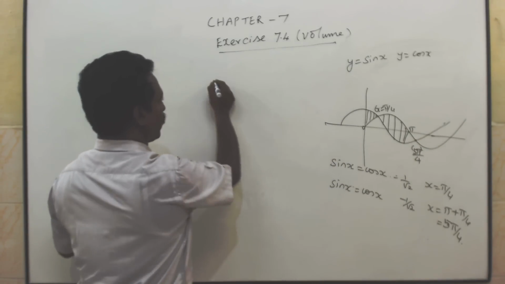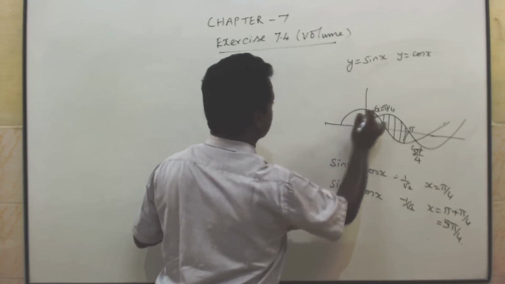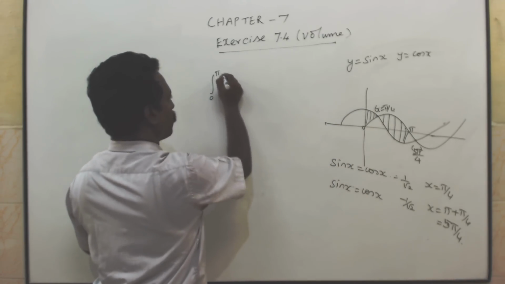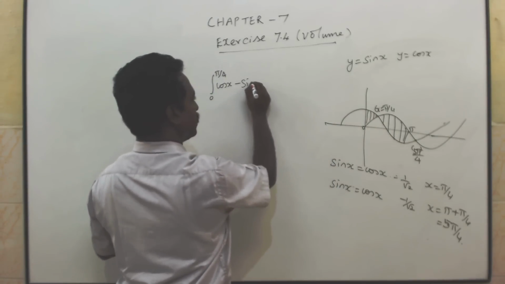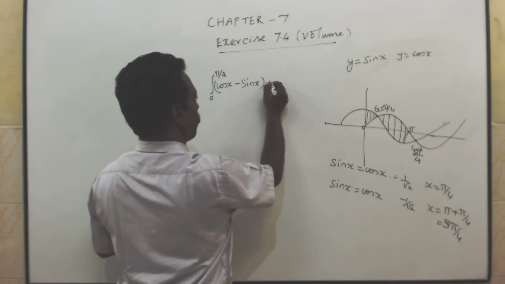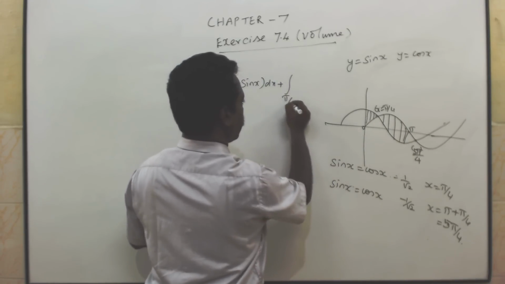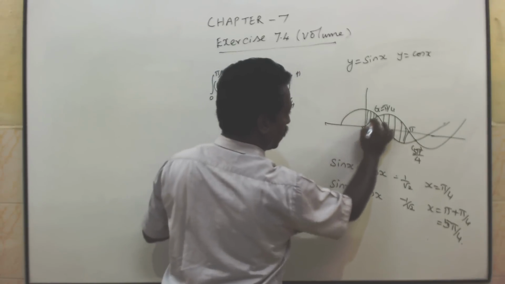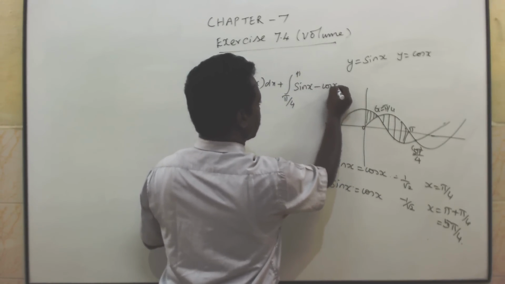Now look, from 0 to pi by 4, the curve above is cos x, minus the curve below, sin x, dx, plus pi by 4 to pi, the curve above is sin x, the curve below is cos x.